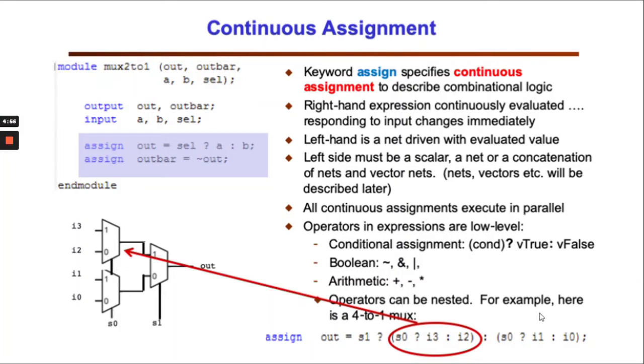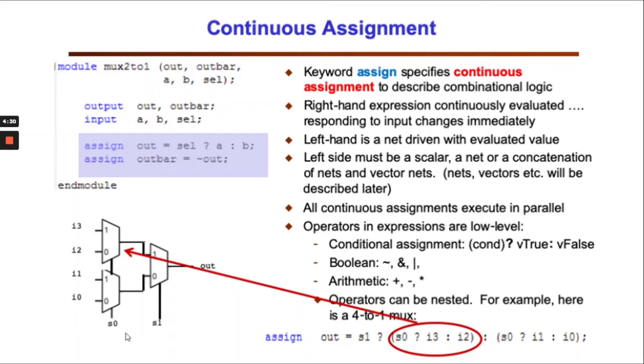For example, here is a 4 to 1 mux. We can see there's a condition within a condition. There's a condition here, S0. If S0 is true, then select I3. If not, select I2. And then this condition is within another condition, which is for S1. This is what we call nested.